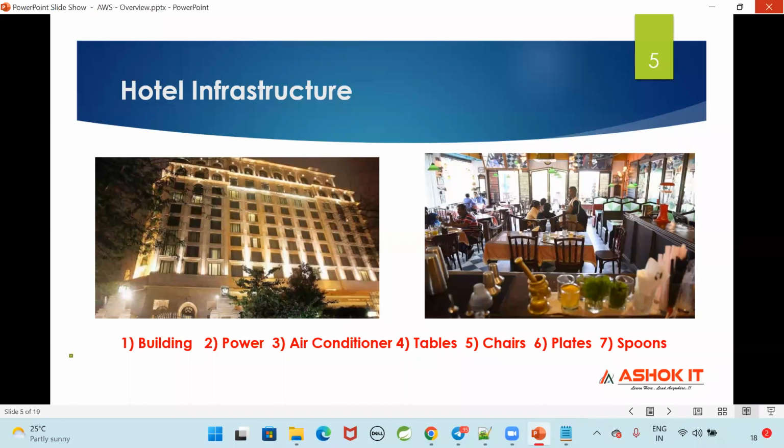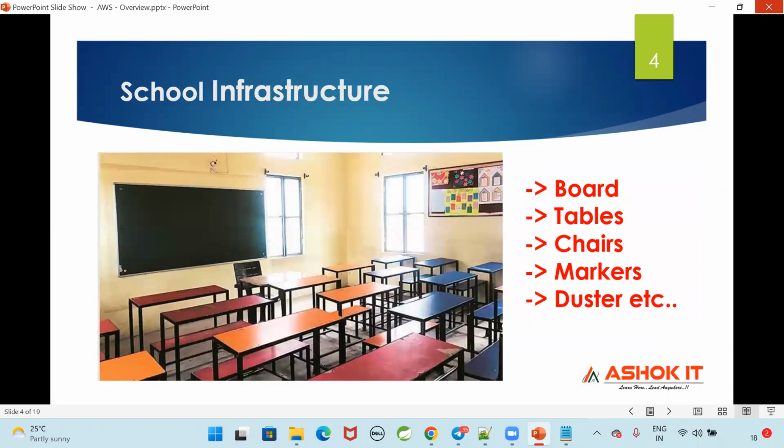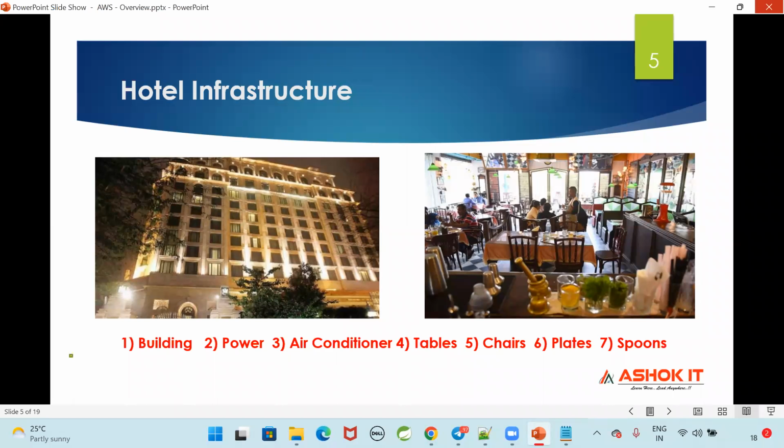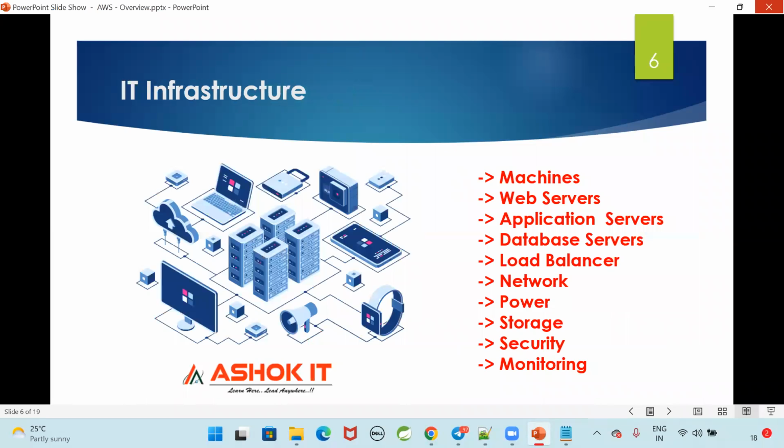In order to set up one hotel. So if you want to set up a school, you need some infrastructure. If you want to set up a hotel, you need some infrastructure. Similarly, if you want to set up one project, we need some infrastructure. The infrastructure that is required to develop and to run our application is called IT infrastructure.